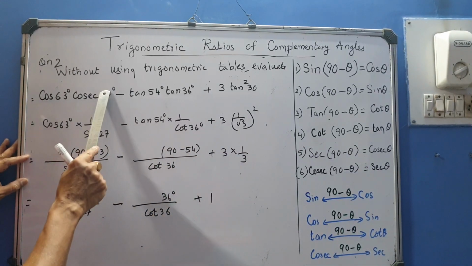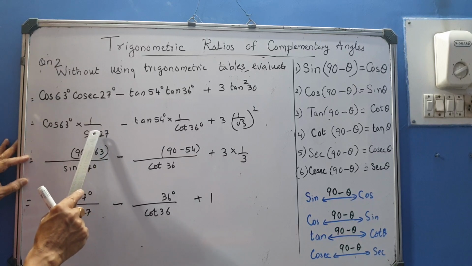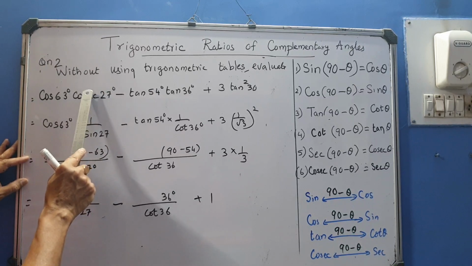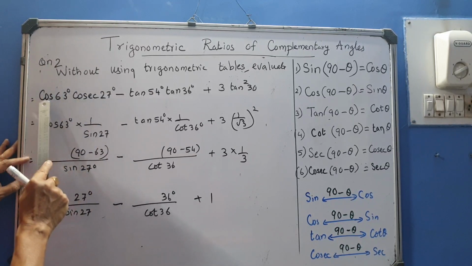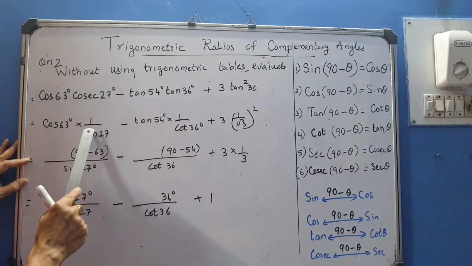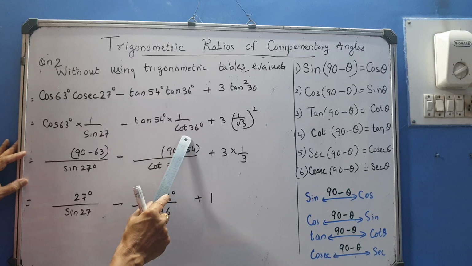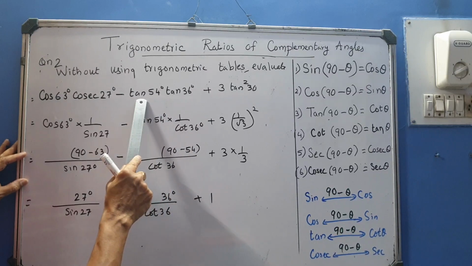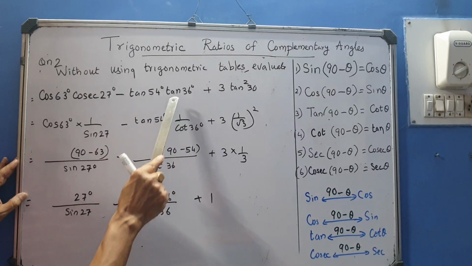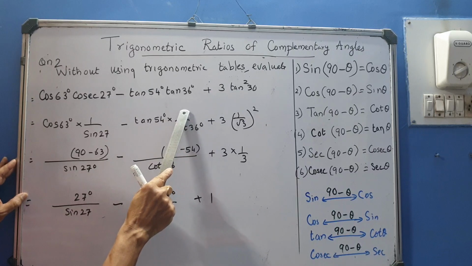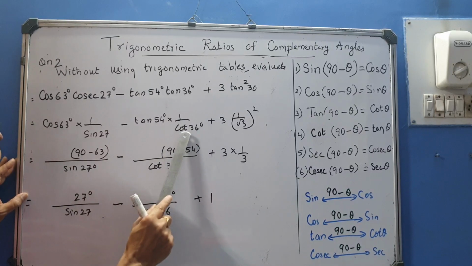Okay, cosec can be written as 1 by sine because we know that sine and cosec are reciprocals. So I change one of them, either cos or cosec; I change the cosec into its reciprocal. Now there are two tans. One of the tans I change into the reciprocal, either the first or second. I have changed the second one. So tan 36 is the same as 1 by cot 36.